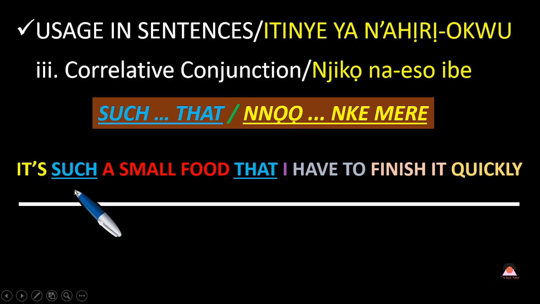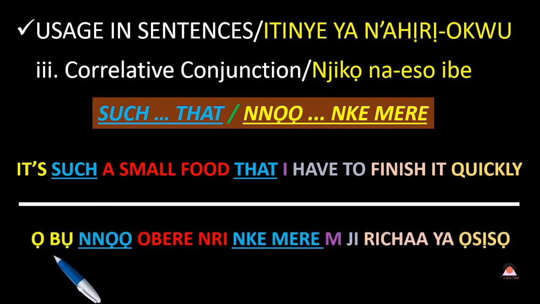It's such a small food that I have to finish it quickly. Let's look at the Igbo version. Ọ bụ nnọọ obere nri nke mere m ji richaa ya ọsịsọ. You can see such, nnọọ. This is not nnọọ as in greeting. The sound is not the same. Greeting as welcome is nnọọ. This is nnọọ. Okay? Nke mere. That. Nke mere m ji richaa ya ọsịsọ.